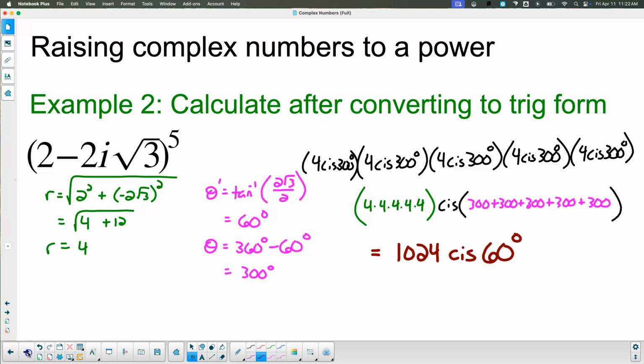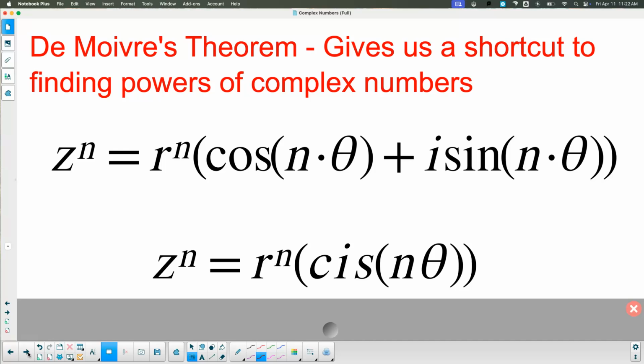And so de Moivre came up with his theorem saying that if we're taking a complex number in trig form, we can just take the r value to the same power, and we can multiply the theta by the power. So the r value gets the power applied to it. The theta value gets the power multiplied to it. Then again, we'll have to adjust to get it back into the first lap of the unit circle.